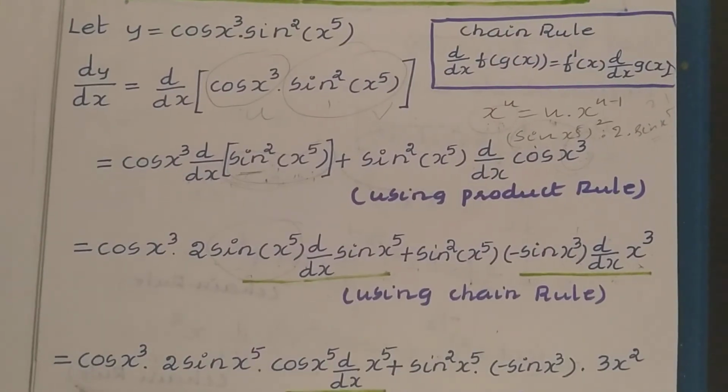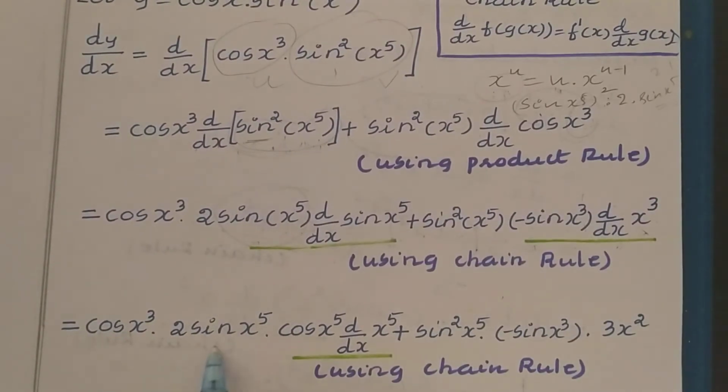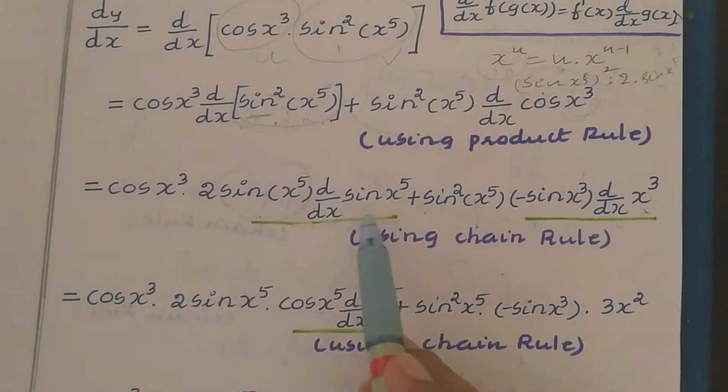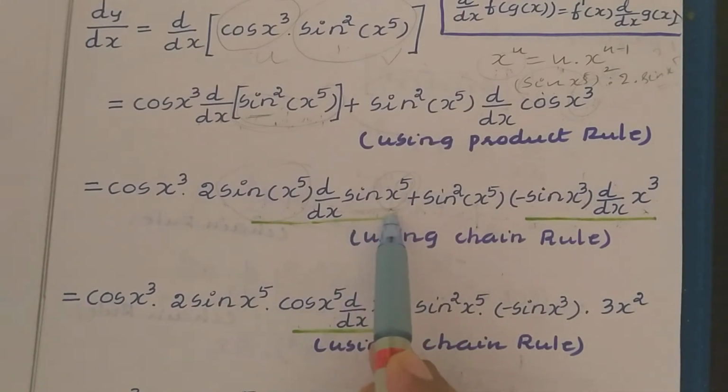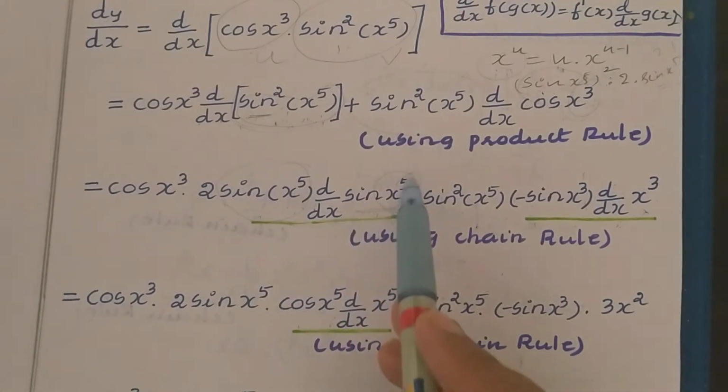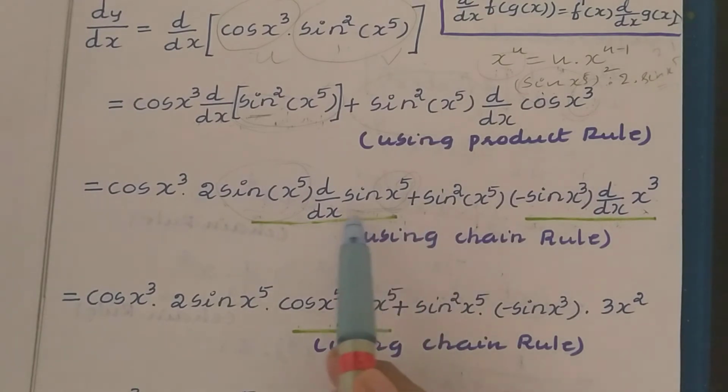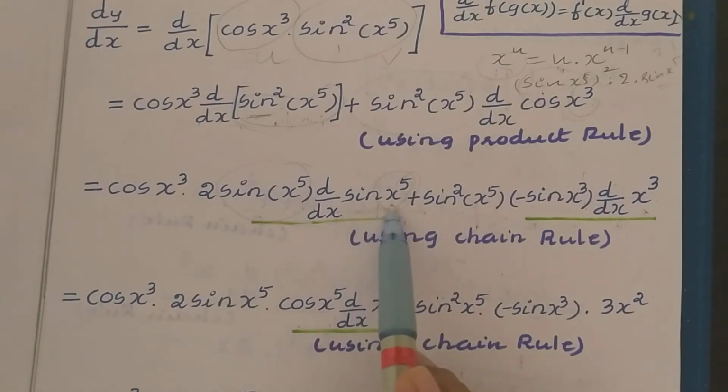Next here we get cos x cube into 2 sin x to the power 5, then sin x to the power 5. See, sin x derivative is cos x. Here we have x to the power 5 in the place of x. So this derivative is cos x to the power 5. Again further we have this function. This is also a composite function. Sin we have as well as x to the power 5 we have. Two functions are combined together. So after finding the derivative of this, again you need to differentiate this.